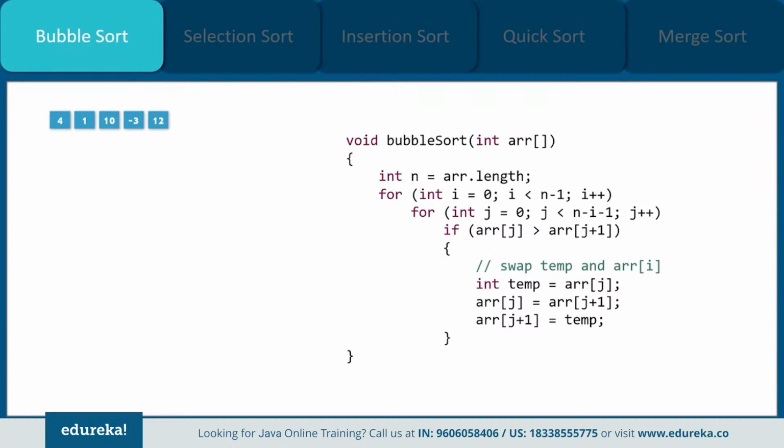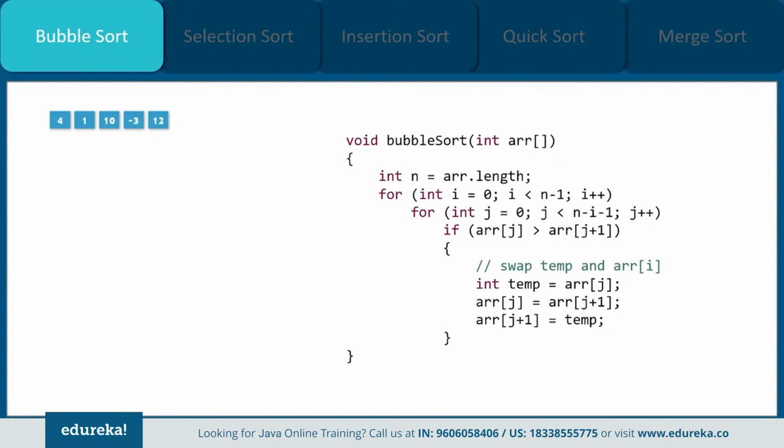So guys, when it comes to bubble sort, it's one of the simplest sorting algorithms. What it does is swap adjacent elements in case they are in the wrong order. So we always swap the adjacent elements if they are in the wrong order. We are considering that we're going to sort the array elements in ascending order. Let us see how it works. Consider that we have a set of elements: 4, 1, 10, -3, and 12.